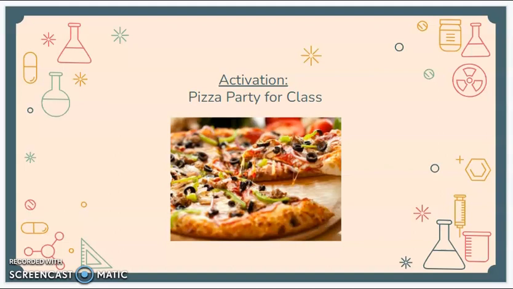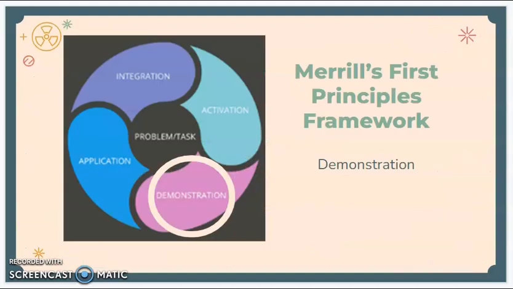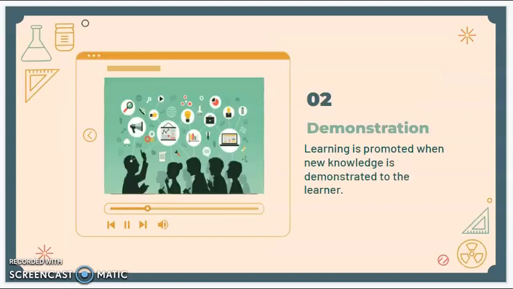After an authentic task has been established and learners have been able to think through and process their prior understandings, experiences, and knowledge around a topic, the next phase in Merrill's first principles of instruction is demonstration. Phase 2, demonstration. Learning is promoted when new knowledge is demonstrated to the learner. During demonstration, the task is completed, or an example of the problem-solving process is demonstrated to the learner.